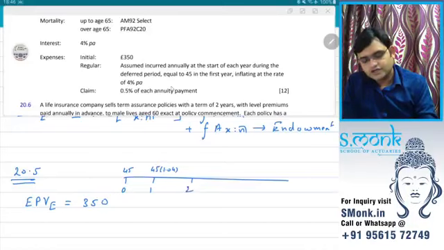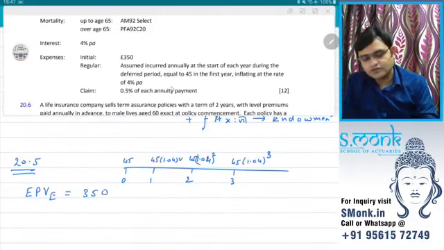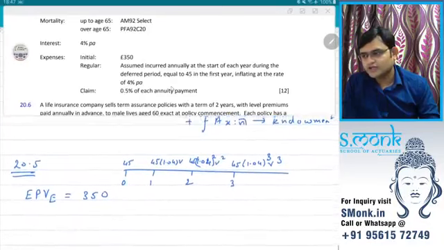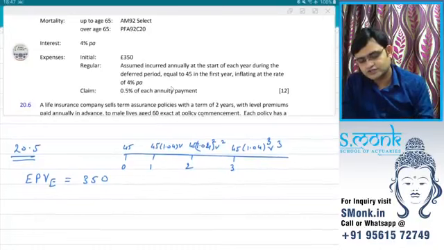In the third year it was 45 into 1.04 squared. In the fourth year it is 45 into 1.04 cubed, and so on. We'll be discounting: here I am going to put v, here v squared, here v cubed. I can make it into v dash. If I write it in terms of v dash, what do I get? I'll take 1.04 v is equal to v dash.